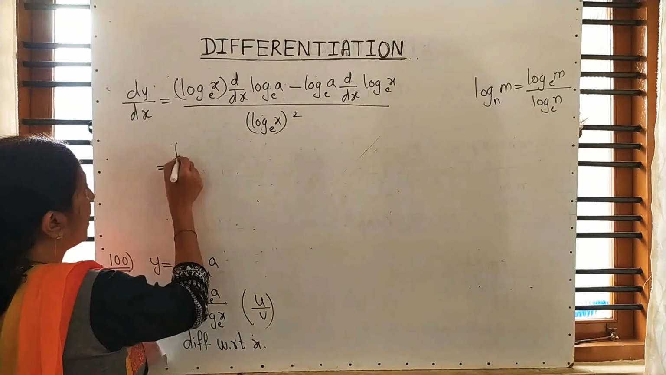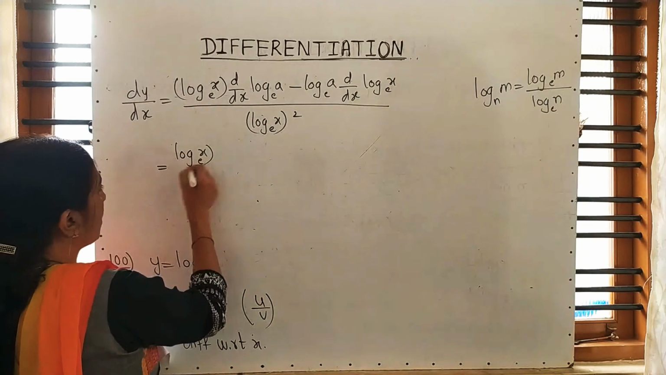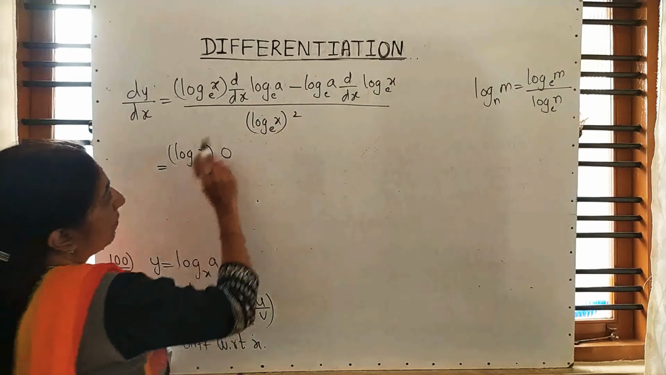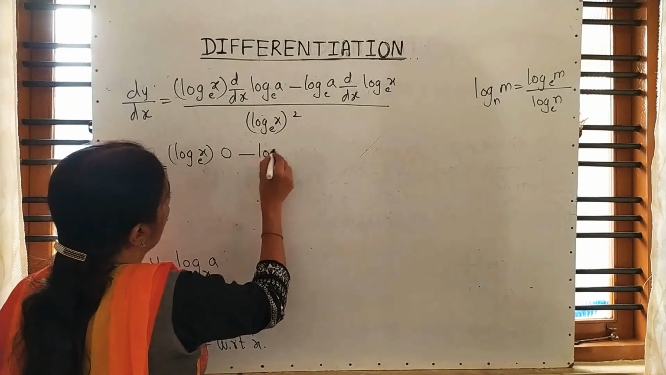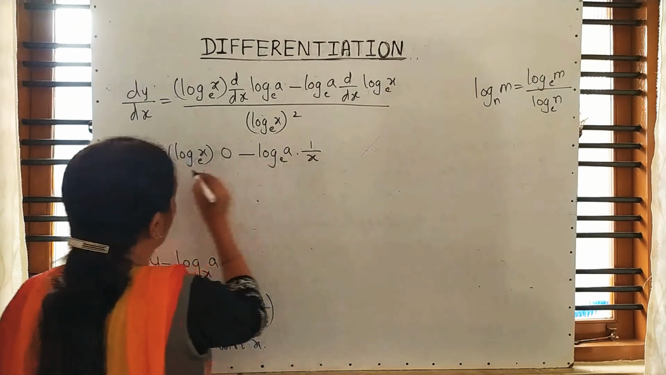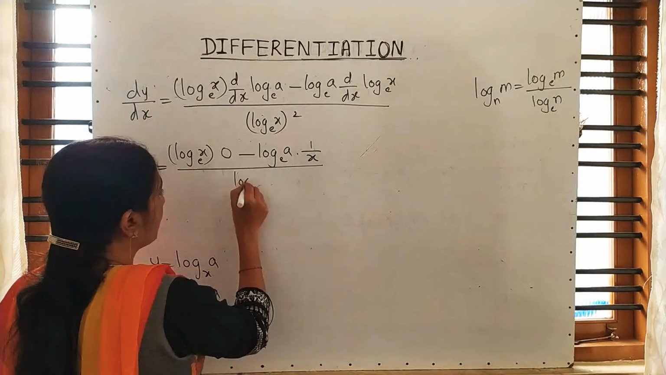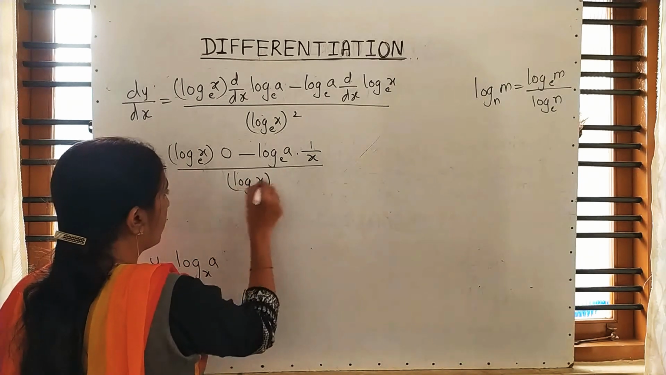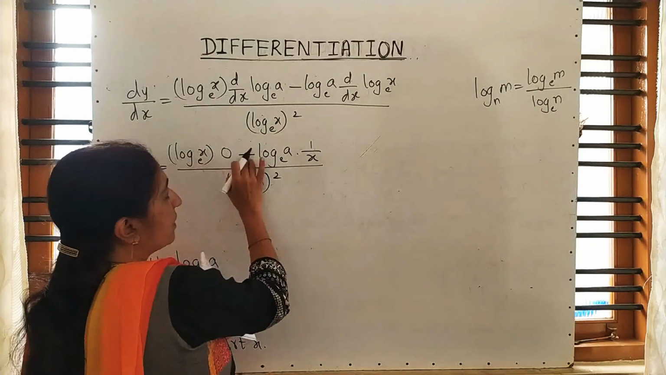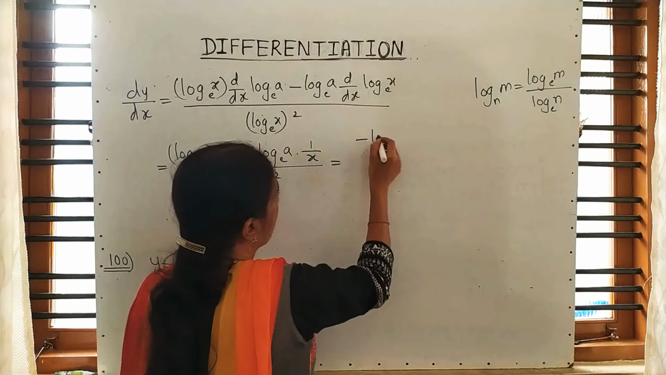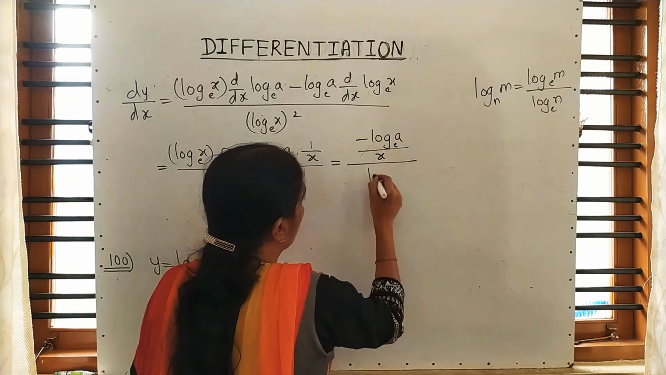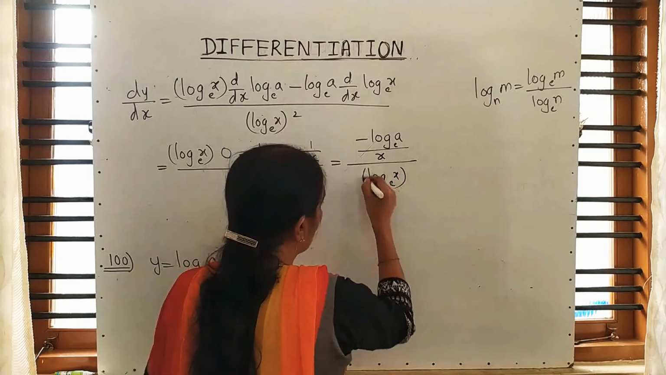Here log x to the base e before differentiation keep as is. Differentiation of log a will be what? 0, because it is a constant. Minus log a to the base e as it is. What is the differentiation of log x? 1 by x. Divided by whole square. And 0 into anything is 0, so this part will not be written. Just write this, because only that part is remaining. Log a to the base e upon x whole upon log x to the base e whole square.